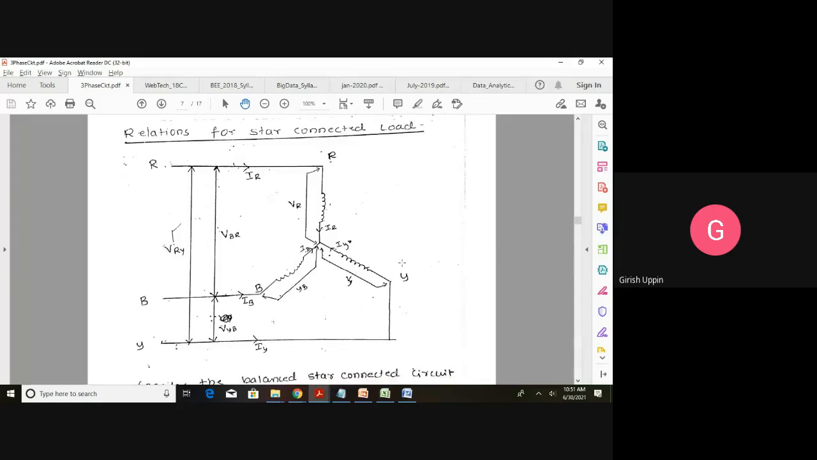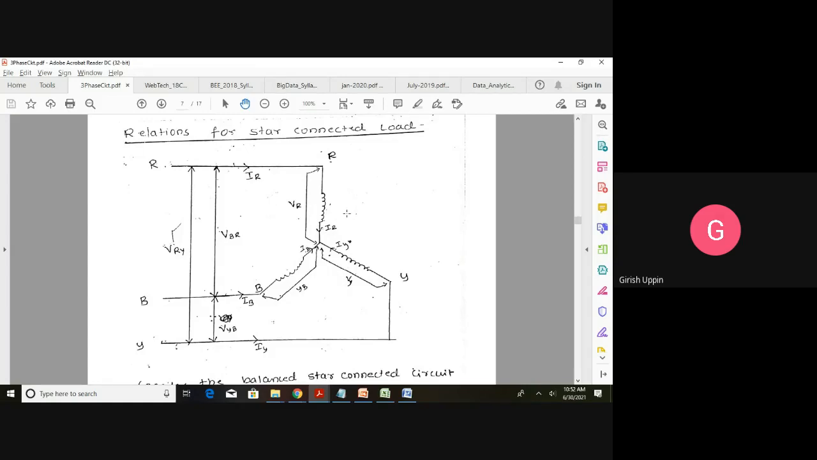Today we will look into relations for a star connected load. Very important from the exam perspective. There are two types of connections we can have, as I told before, star or delta. In case of a star, they will ask you to do the derivation of the relation between the line voltage and the phase voltage. I will explain what line and phase voltage are.